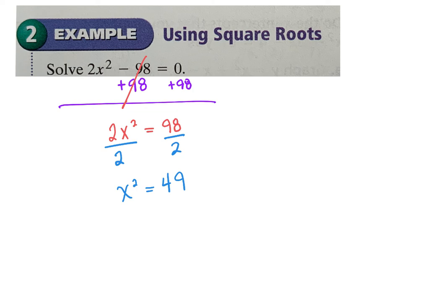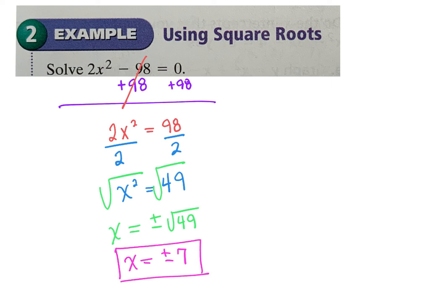Now, remember I said if a variable is involved, you have to consider the positive and the negative root, all right? So if I take the square root of both sides, I'm going to say that x is going to equal the positive or negative root of 49. And we have done this. We know what this means. The square root of 49 is 7. So my answer here is going to be that x equals positive or negative 7.